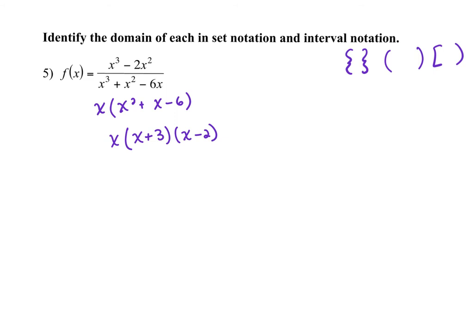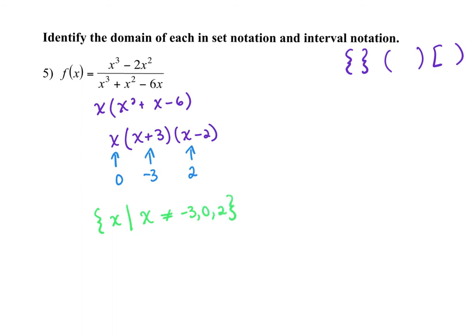And then I'm going to say what makes each of these 0, because zeros in the denominator are my problems. Well, for this guy, 0 makes him 0. For this one, -3 would make him 0. And for this one, +2 would make him 0. Those are all the problems with my domain. And so then I need to actually write those out. In set notation, it would be your bracket like this, and x such that x does not equal these three things, -3, 0, and 2.